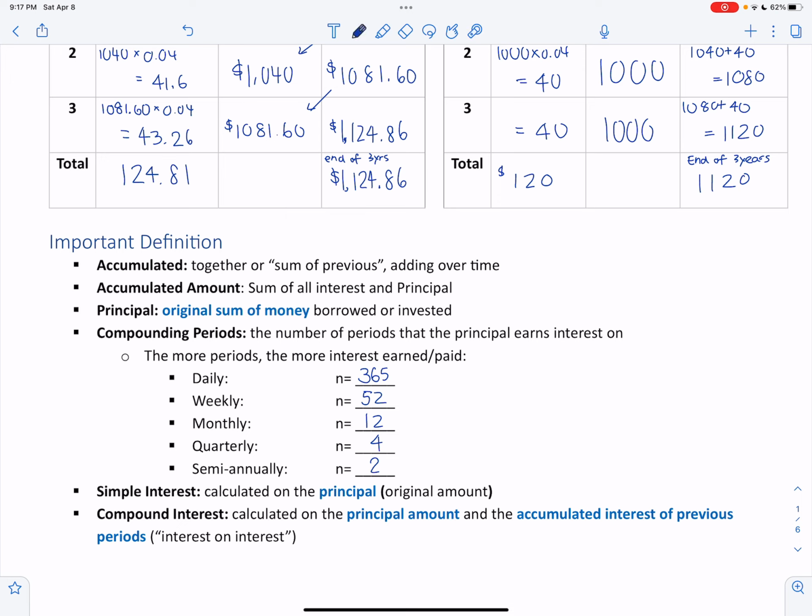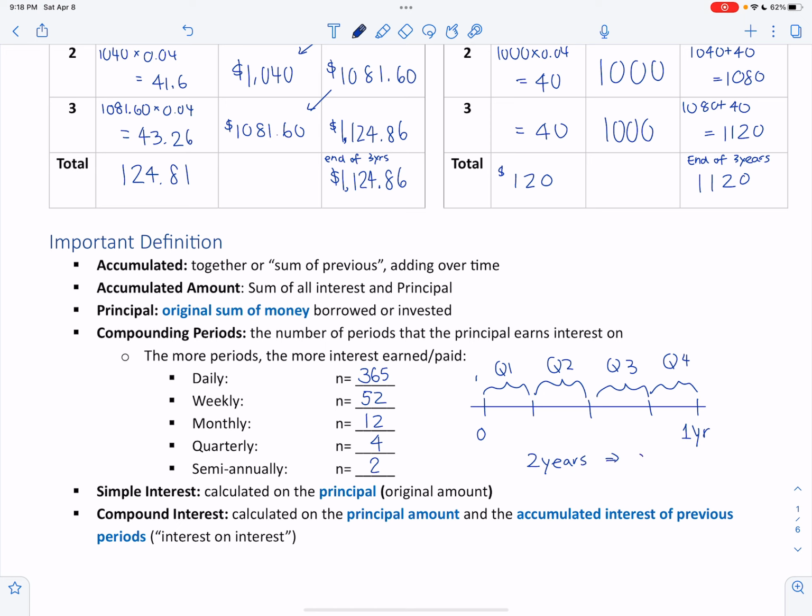So just think about this again with the diagram we drew before. This is the 1 year period. For the quarterly, you basically earn money every 3 months. So let me do half, and half. So this is 1 quarter. This is another quarter. This is another quarter. And this is the last quarter. So for 1 year, you get paid 4 times. So if there's 2 years, you get paid 8 times.